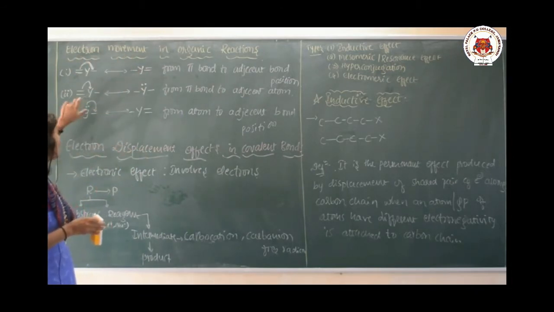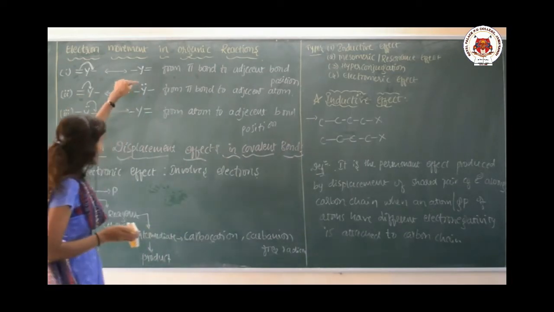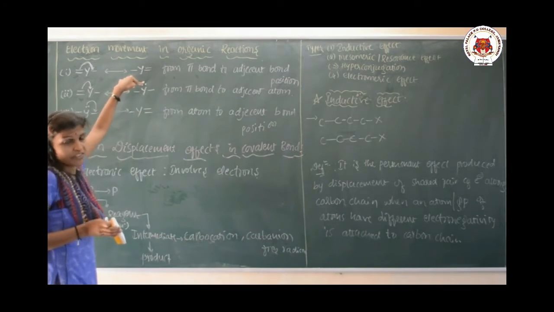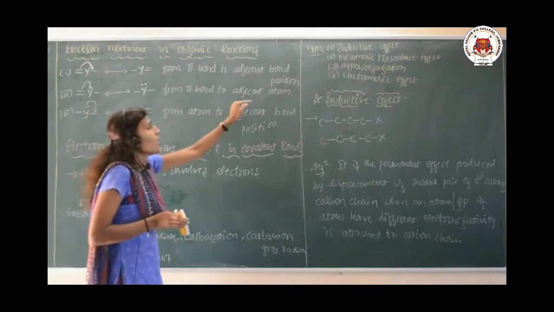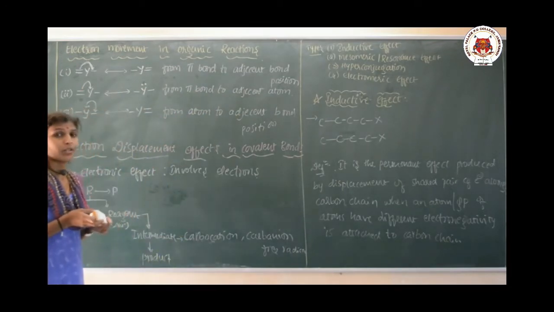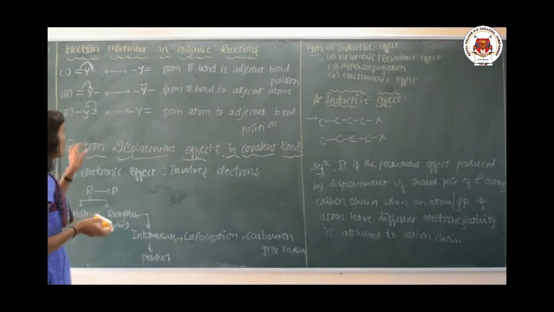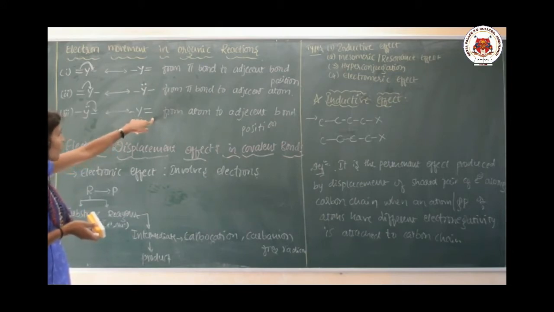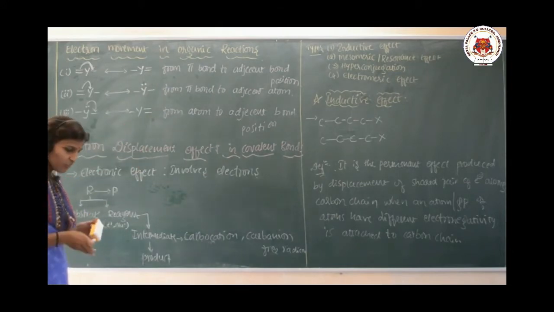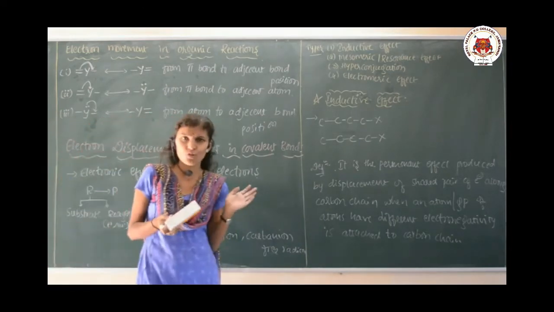In the next case, the pi bond is shifted to an atom. The pi bond itself is shifted to this atom. So, here the lone pair of electrons is represented. It means the shifting occurs from the pi bond to the adjacent atom. In the third case, from the atom, the electrons are shifted to the adjacent bond position. During that time, there is a formation of a double bond. Simple. They have shown the possibilities in three cases.